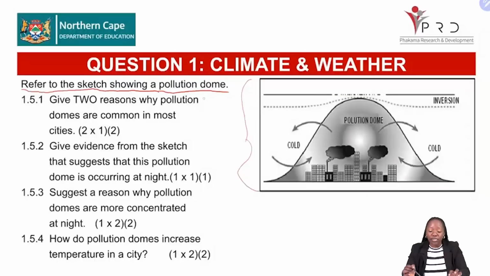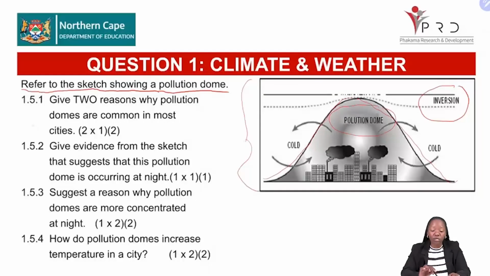Then we said you need to study the diagram or the resources that you are given. So here you're supposed to ask yourself, what is a pollution dome first? Then identify the things that you see on the diagram. You see there is an inversion, you see there is a pollution dome, and then you see the shape there, and then you are also given the cold and another cold on this side. So let us go through the questions.